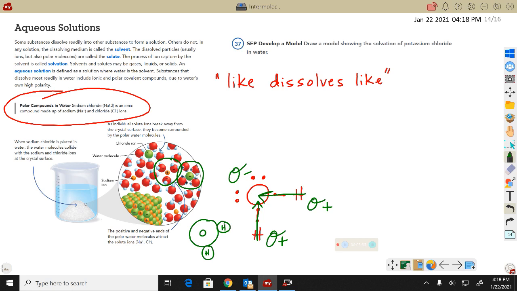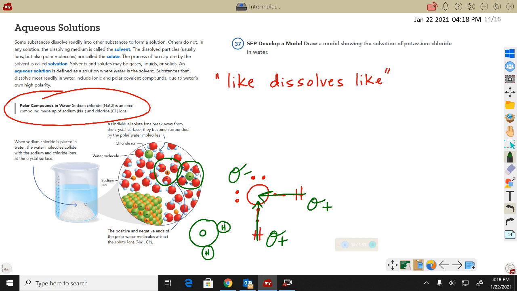Now, obviously, you can evaporate the water, and then the sodium and chlorine ions will go back into the original crystal, and they would exist as a solid again. But as long as they're in solution with their little shells of water molecules, they're very stable.